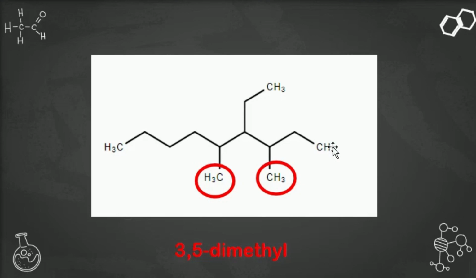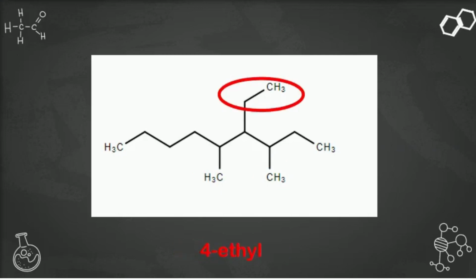So to identify the locant of methyl, we have 3 and 5. And since they are 2 methyls, that is why we have the prefix di. We have 3,5-dimethyl. Next substituent would be the ethyl.